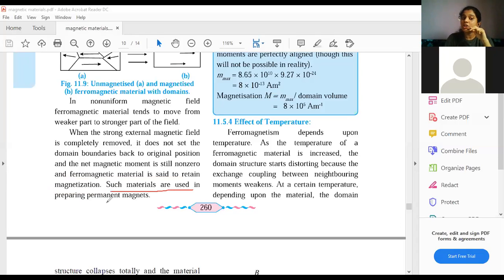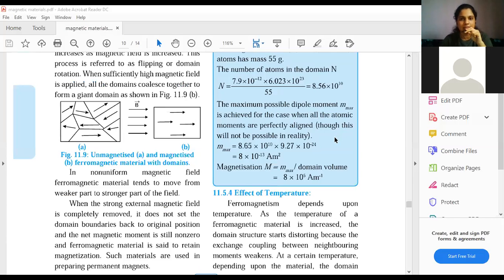Such materials are used for preparing permanent magnets. It is obvious I cannot use a paramagnetic material to prepare a permanent magnet, because a paramagnetic material shows magnetism only in an external magnetic field. But that is not the case in ferromagnetism. Ferromagnetism just needs that start. It just needs the external magnetic field for the beginning, and later it will still retain the magnetic properties. So, students, this was about ferromagnetism.